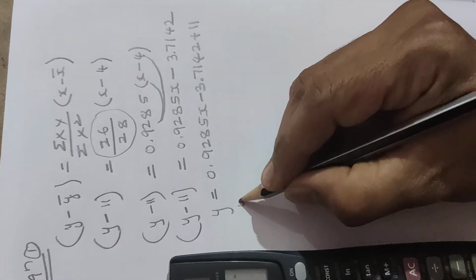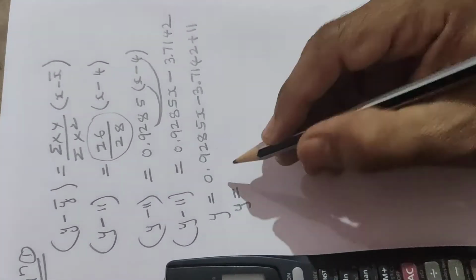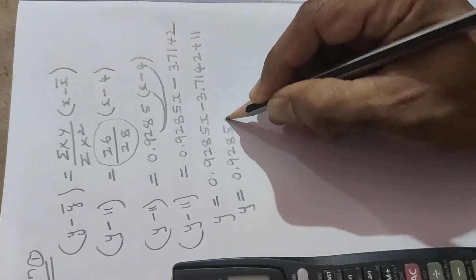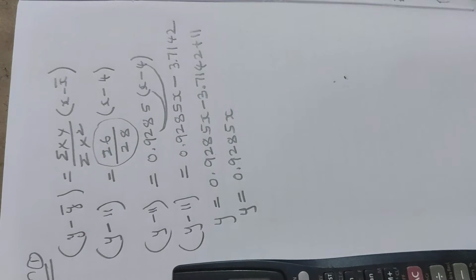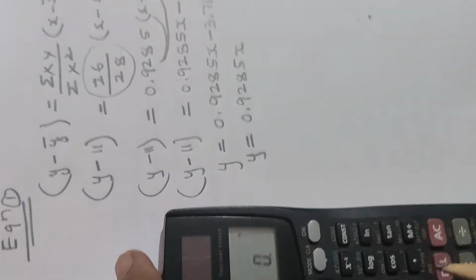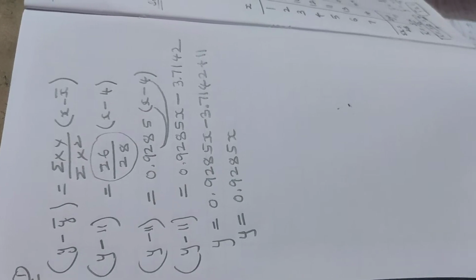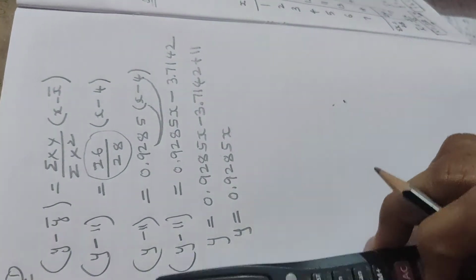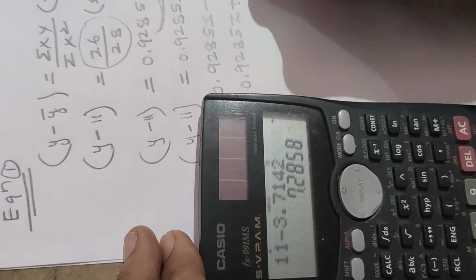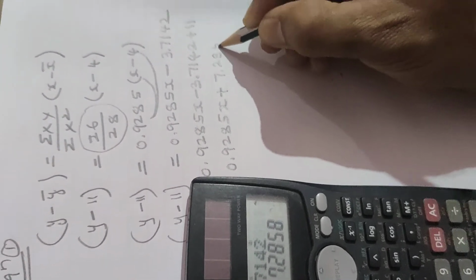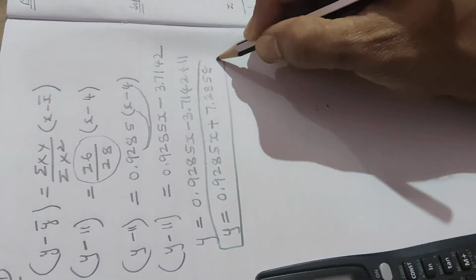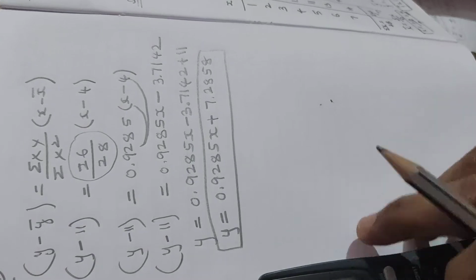So I'll rewrite y value. Y is equal to 0.9285x plus, 11 minus 3.7142, that will give you 7.2858. So this is one of the lines of regression, that is y on x.